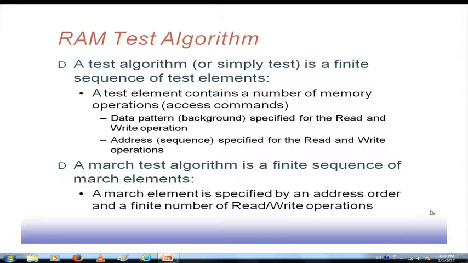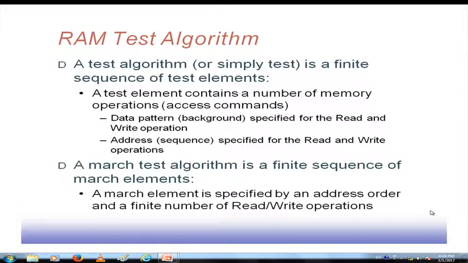So, a test algorithm, or simply a test, is a finite sequence of test elements, where each element has a number of memory operations. So, memory operations are read and write operations. So, it may be an operation like a read followed by a write, or a write followed by a read. If we write a 0, then we would expect that while reading we will get a 0. So, write 0 followed by read 0 may be testing a cell for a possible stuck-at-1 fault.